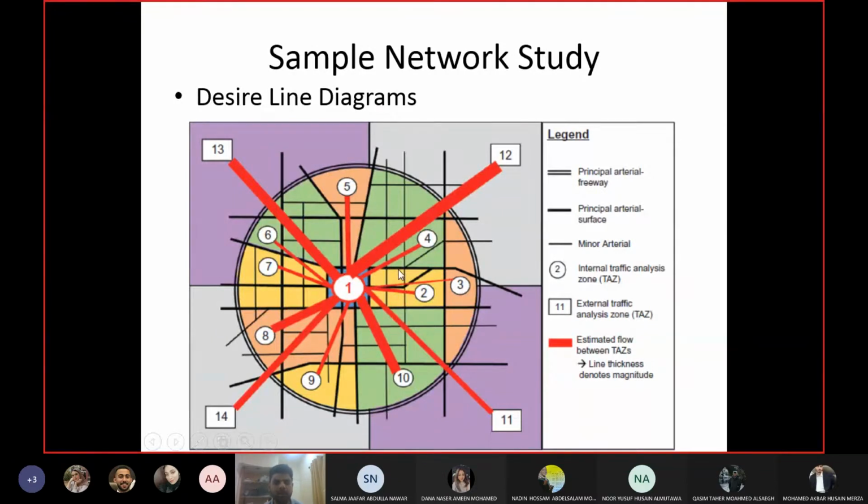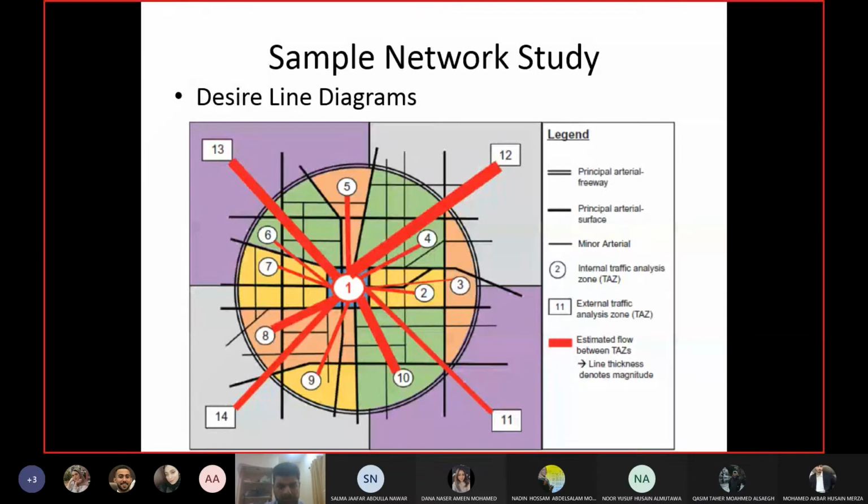Now tell me, from which zones are people coming in more number to zone 1? Which zones have more prominent trips to zone 1? Tell me. 12, 12 and 13. 13 and 14. No, 10. 10, yes. Okay, 10, 8, okay, 14 as well. And then the other zones have a lesser number of trips than these zones. I think the most prominent one is 12. You are right. And then 13 as well.